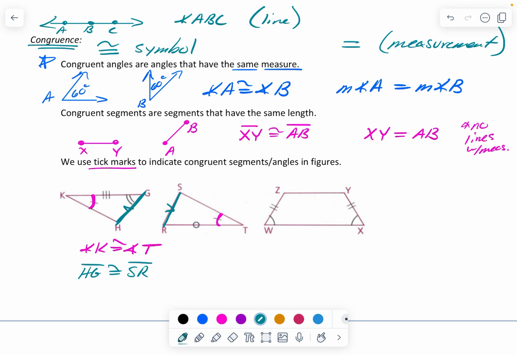And then over here, they don't use tick marks on the angles, but just, with the one line, angle W congruent to angle X. And then similarly with these two tick marks here and these two tick marks there, we would say WZ congruent to XY. Notice W goes with X, so I say WZ XY, so the corresponding parts match up.